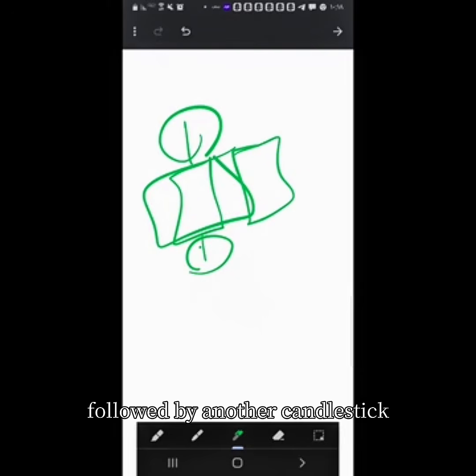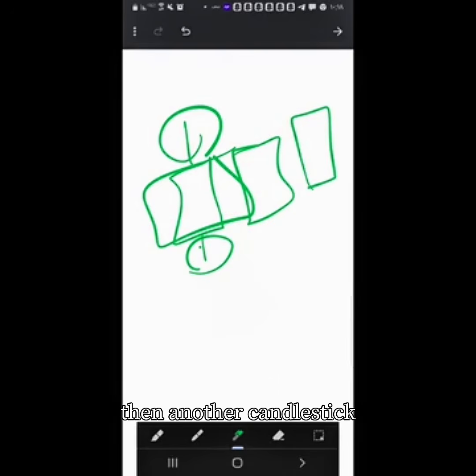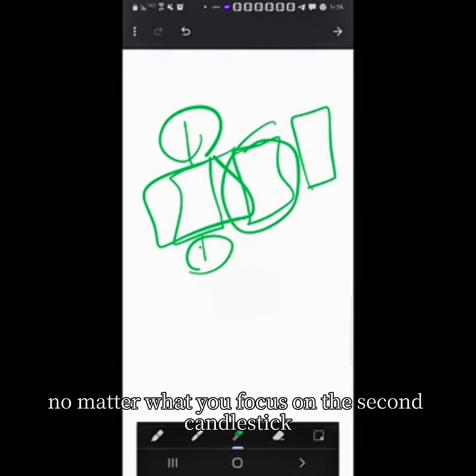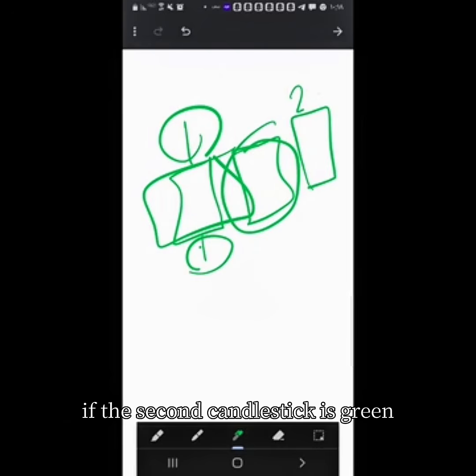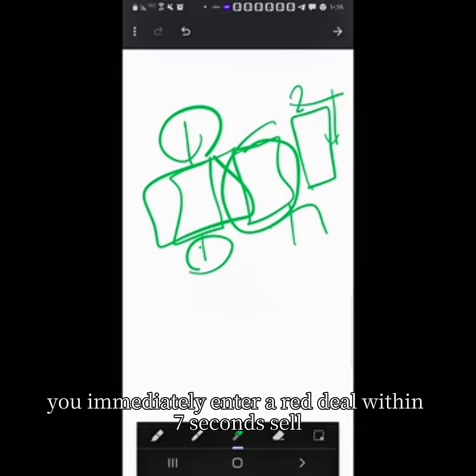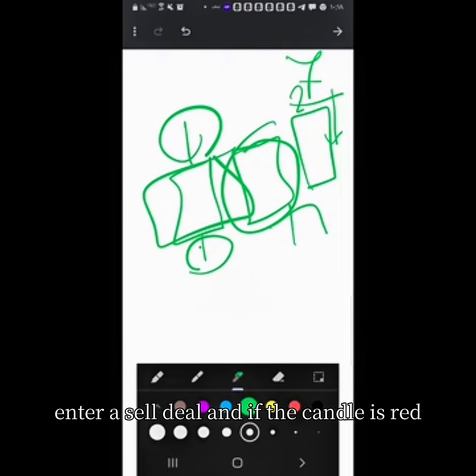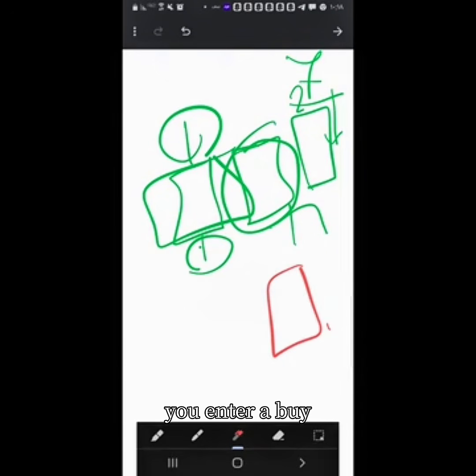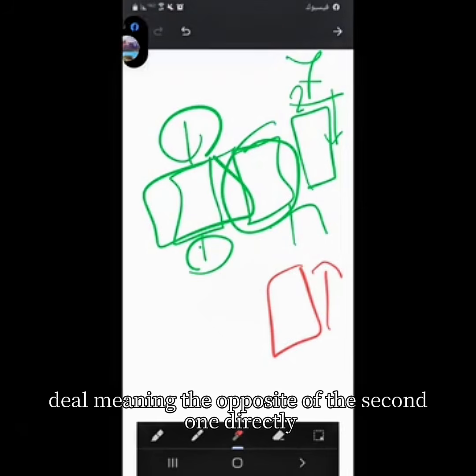followed by another candlestick, then another candlestick. No matter what, you focus on the second candlestick. If the second candlestick is green, you immediately enter a red deal within 7 seconds. Sell, enter a sell deal. And if the candle is red, you enter a buy deal, meaning the opposite of the second one directly.